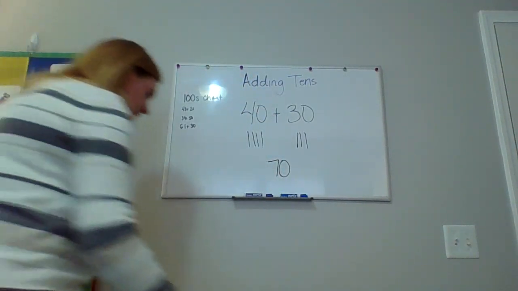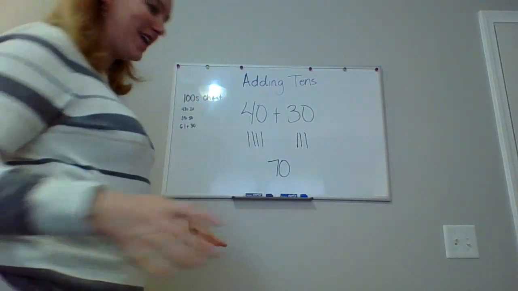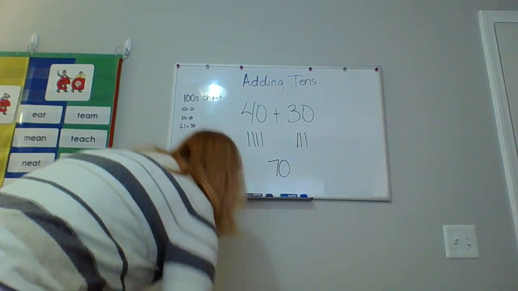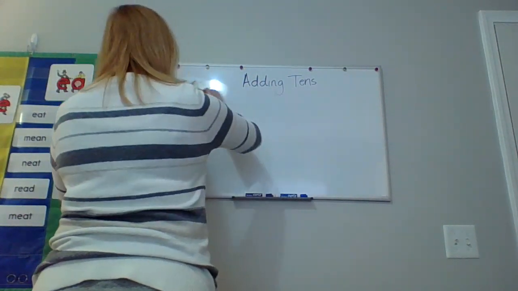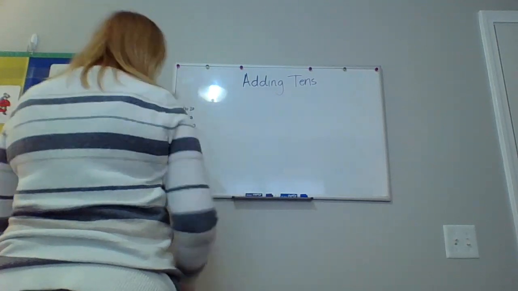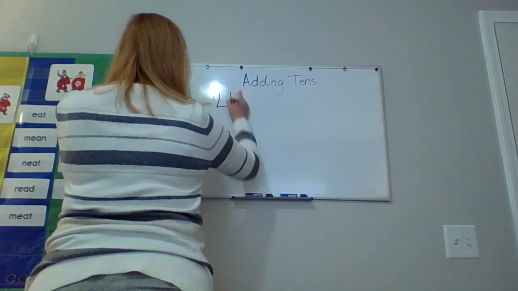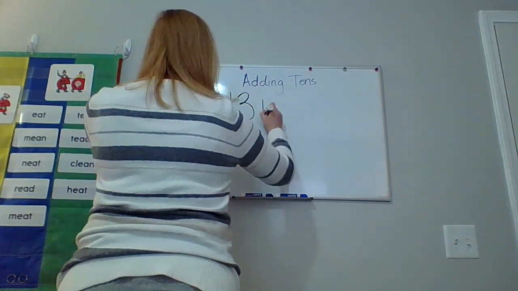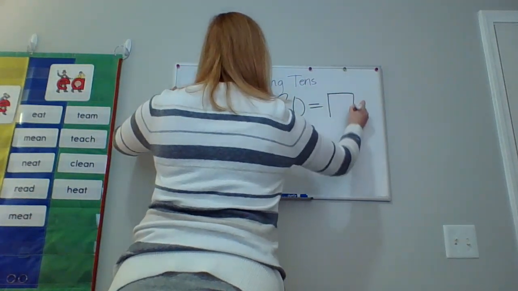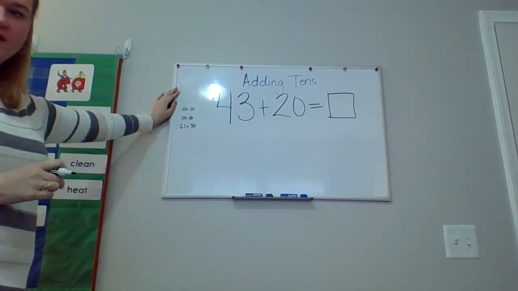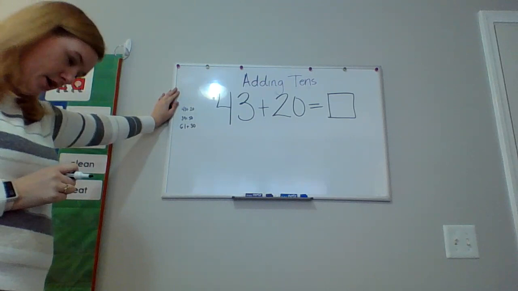Okay? Well, today we're going to talk about adding tens to any 2-digit number. So for example, if I started with this right here, 43 plus 20 equals unknown.